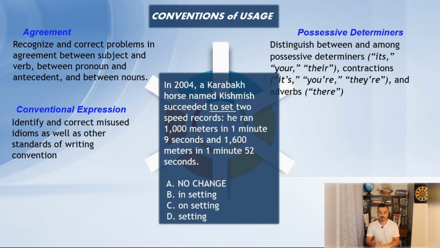For example, in 2004, a Karabakh horse named Kishmish succeeded to set two speed records. He ran 1,000 meters in 1 minute 9 seconds and 1,600 meters in 1 minute 52 seconds. To do that question, I have to know that in English we say succeed in something or succeed in doing something. That's why the only correct answer is B, because it says succeeded in setting two speed records. A, C, D are out because they are not idiomatic in English.